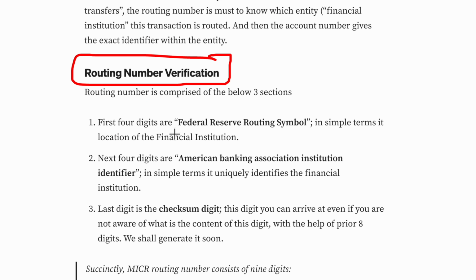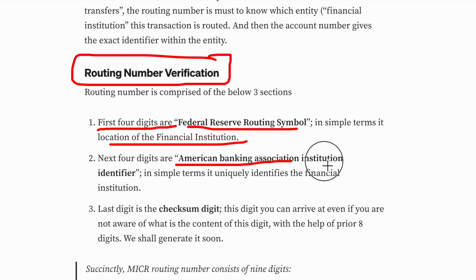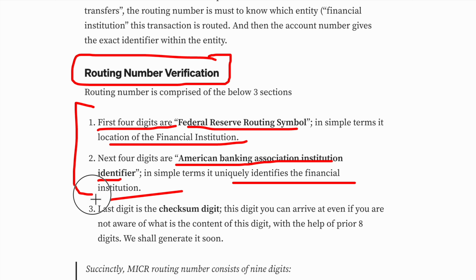The routing number has first 4 digits which are the Federal Reserve routing symbol, and it identifies the location of the financial institution where the bank account has been opened. The next 4 digits are the American Banking Association institution identifier, and it uniquely identifies the financial institution. So these are the two primary components of the routing number.